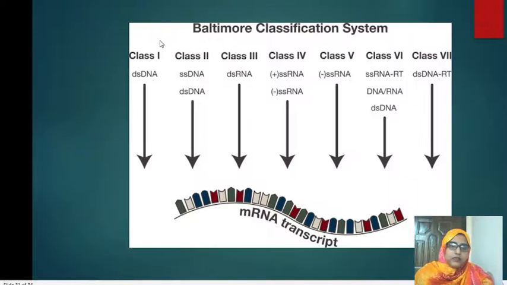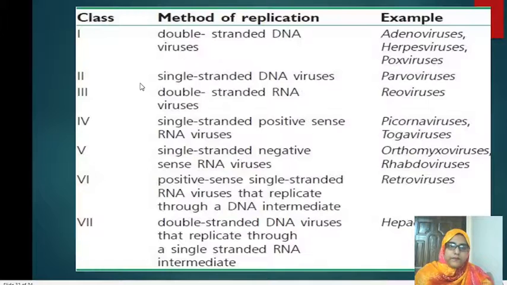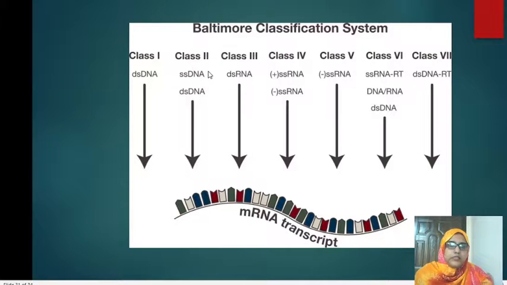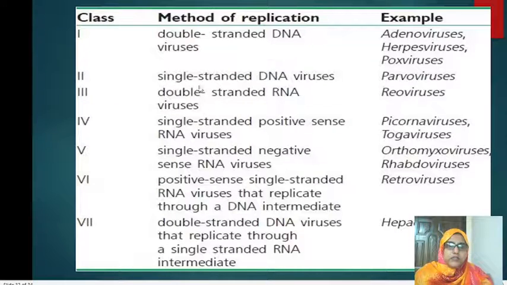You can say dsDNA here, pronounced as double-stranded DNA virus. Examples are adenovirus, herpes virus and pox virus. On the basis of the diseases they cause, the name is given. Then number 2, ssDNA virus, abbreviated as single-stranded DNA virus. Example is parvovirus. Then the third one is dsRNA, double-stranded RNA.